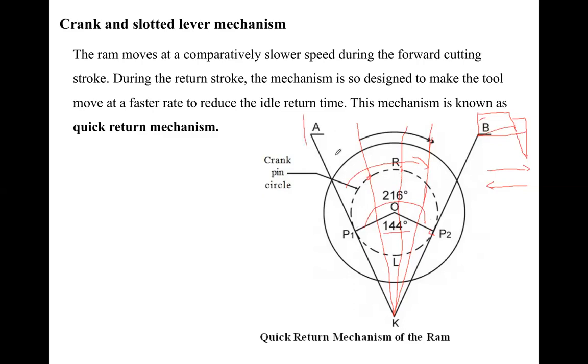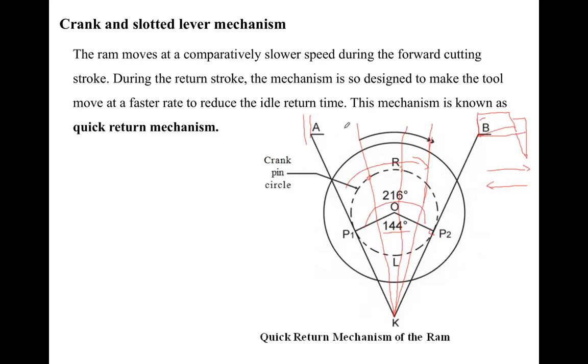So angular distance may be changing, but linear distance, if you say from here to here, so A to B, whatever is there, linear distance is the same, but angular distance is different. Because the distance is an angular difference, your speed changes. So length is the same, but in the forward direction it is traveling 216 degrees, and in the return direction it is going 144 degrees.